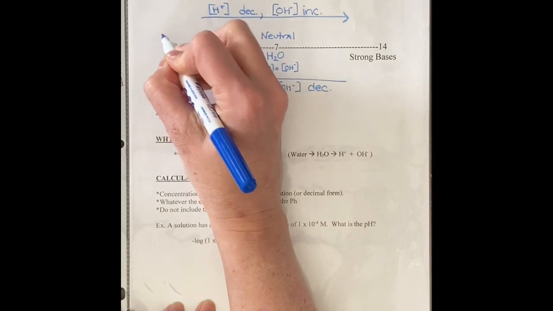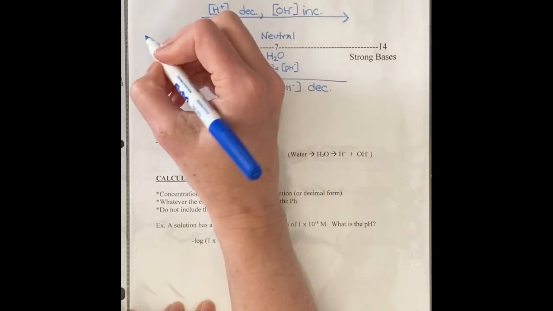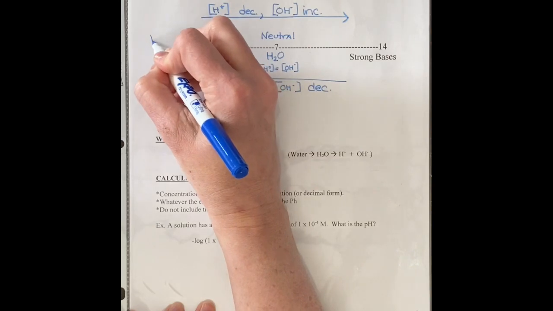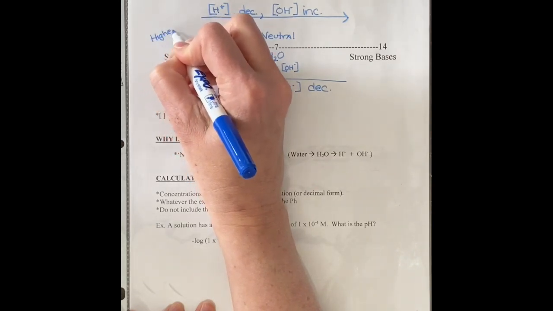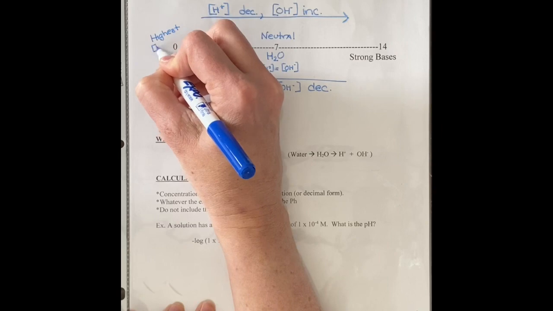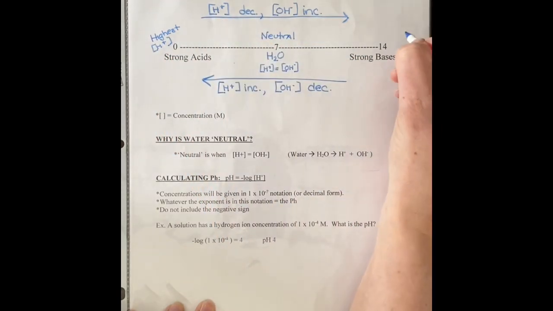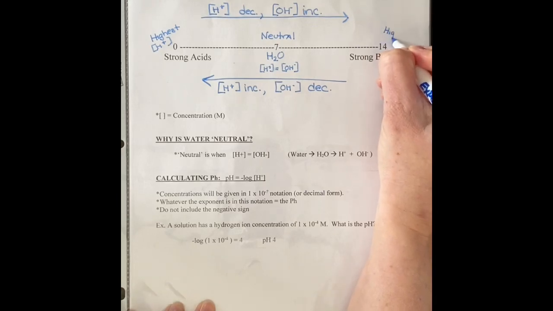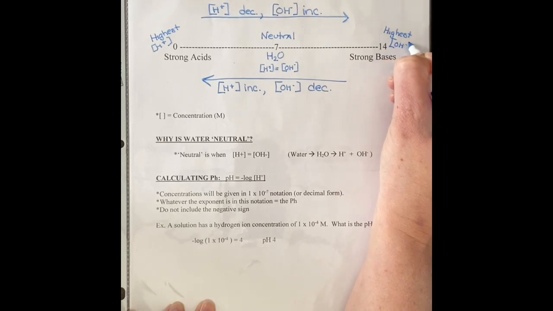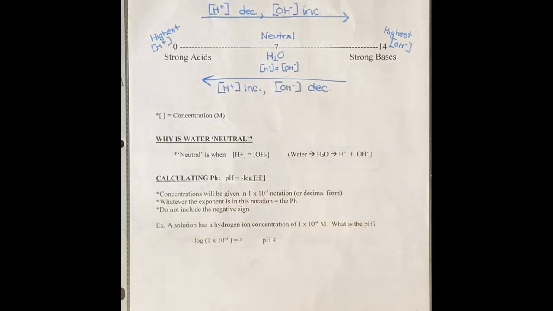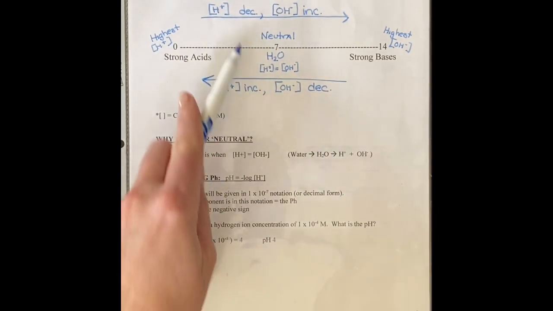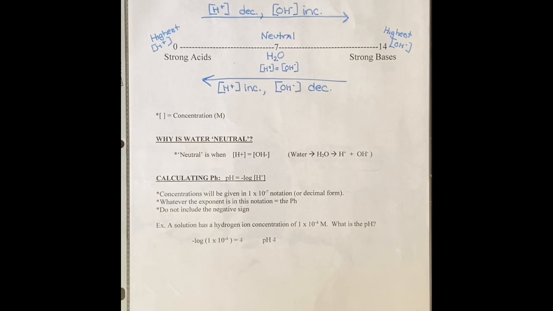So I'm going to put a note. This is not on the filled in notes that I posted, so you might want to add this. When you're at 0, you have the highest concentration of hydrogen ions. And over here, you have the highest hydroxide concentration at the opposite ends. As you can see from these arrows, as one concentration goes up, the other one goes down, depending on if you're getting more acidic or basic.